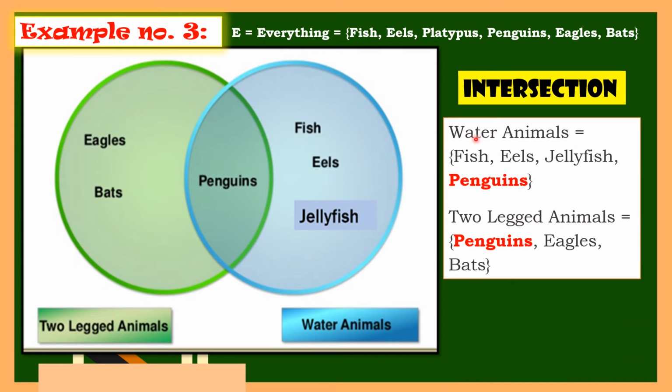So, ito po yung makikita nyo, list ng elements natin. Sa water animals, we have fish, eels, jellyfish, and also penguins. And sa two-legged animals natin, we have penguins again, eagles, and bats. So, this means ang common element nila ay penguin na meron sa set ni two-legged animals at the same time meron din sa set ni water animals.